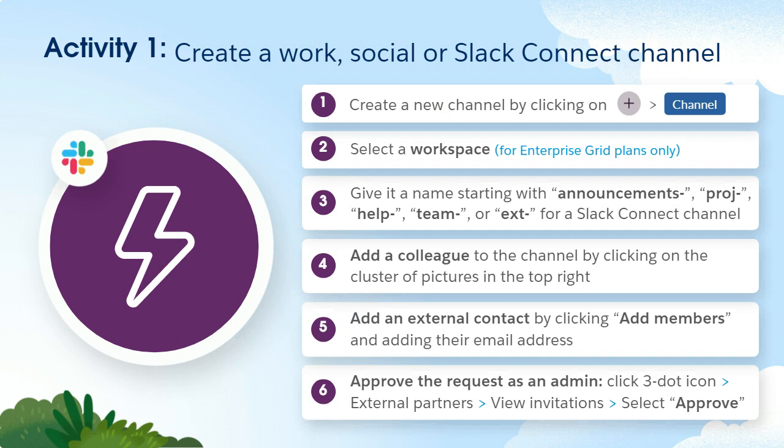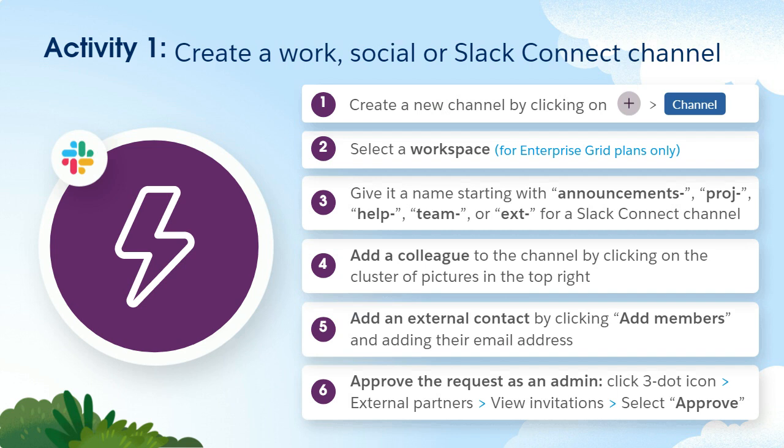So for the first step, you're going to go to your main Slack screen. You're going to select that plus button in the bottom left-hand corner. We're going to create a channel. In some cases, you may be prompted to select a workspace to create that channel for. In others, you may not, but just let's go with whatever workspace you're working in. And then giving it a name starting with announcements, proj, help, team, or ext, specifically for that Slack Connect channel.